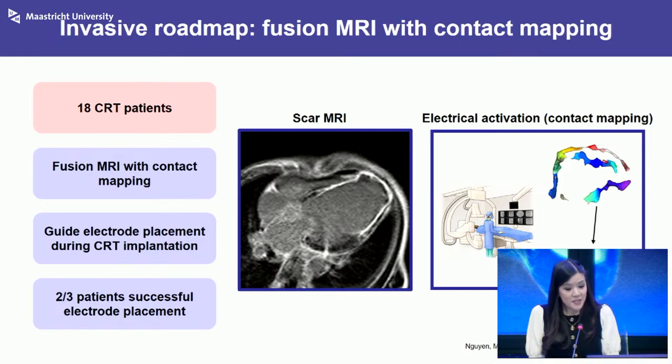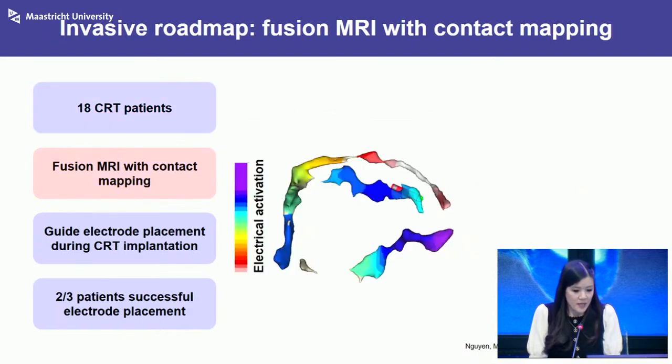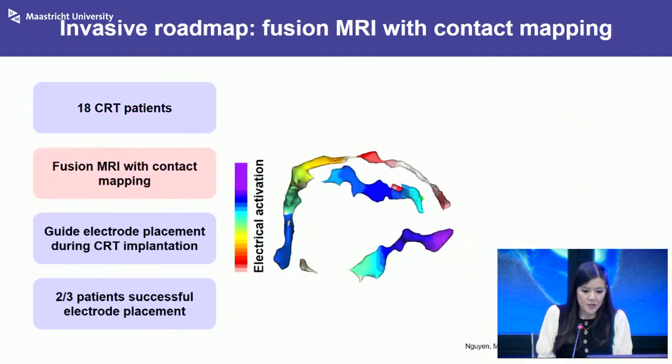In a feasibility study of 18 patients, an MRI scan was made prior to implantation, and we measured the electrical activity directly in the heart by putting catheters in the heart. We measured the electrical activity in these patients in the veins. In this representative figure, you can appreciate an activation map of the veins of a patient, where blue and purple indicates very late electrical activation.